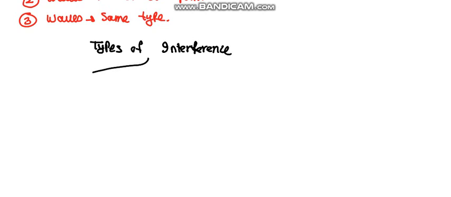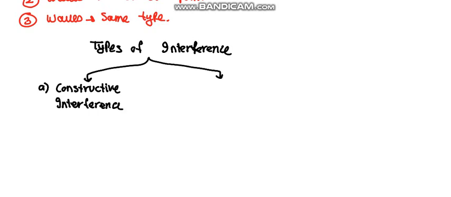So let's see the types of interference. We have basically two types of interference. A is constructive interference, and B is destructive interference. So constructive interference first.